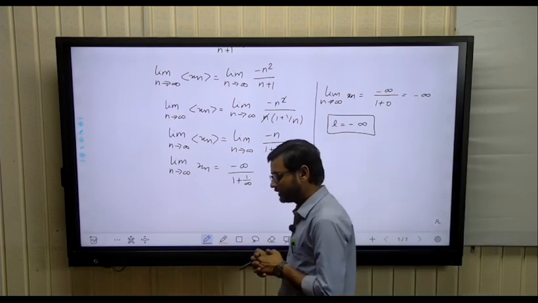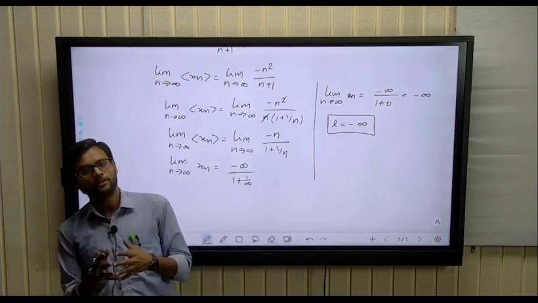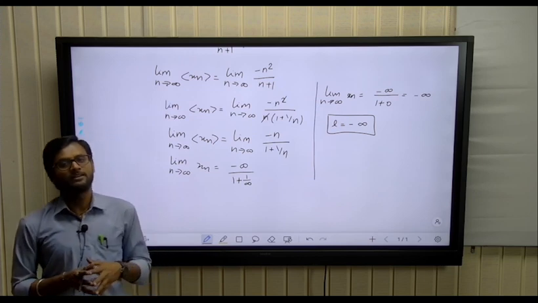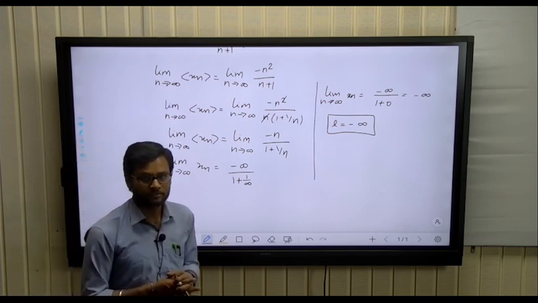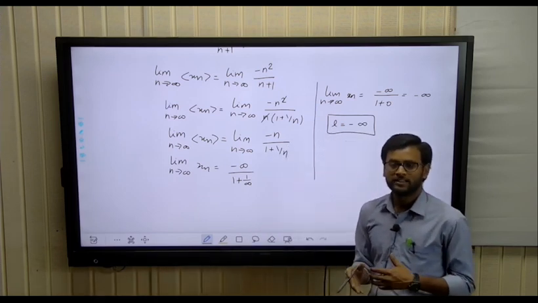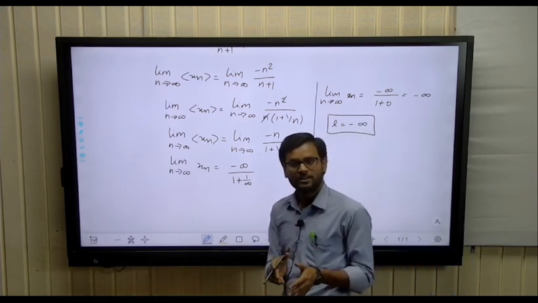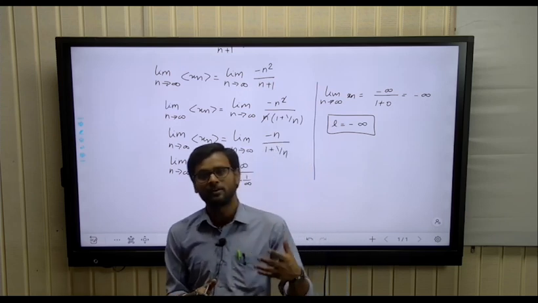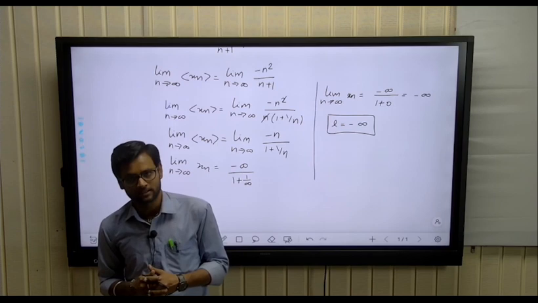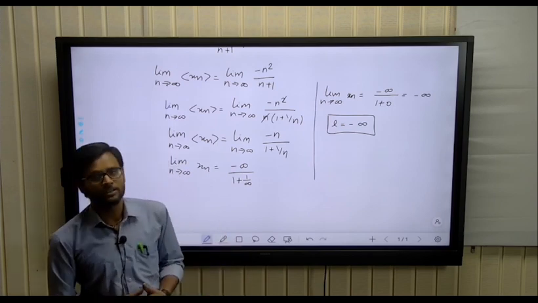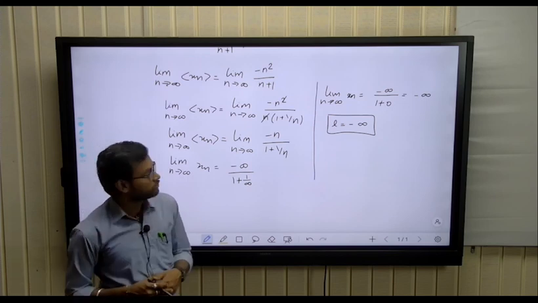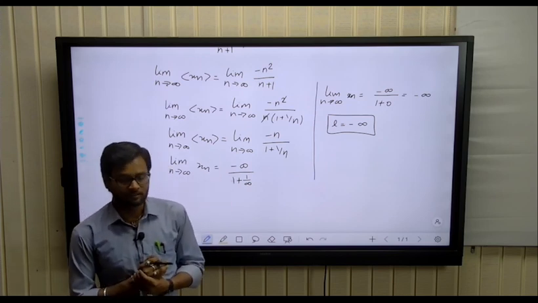Suppose you are given a sequence and the question is to discuss the convergence and divergence of the given sequence. First you find the limit of that sequence. Now you check whether the limit is finite or infinite. Suppose the limit of the given sequence is finite, then we say that the given sequence is convergent. Suppose the limit is infinite, then we say that the sequence is divergent. So this is basically the convergent and divergent sequence.